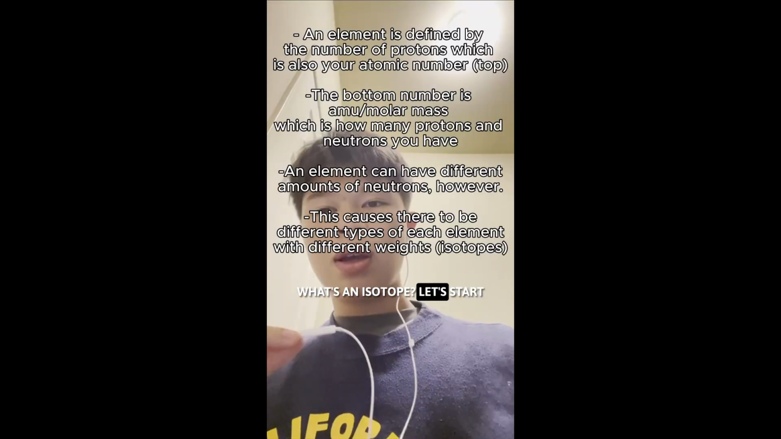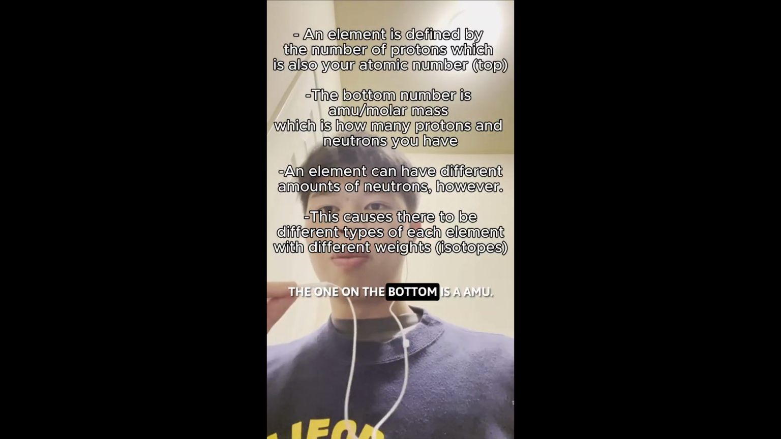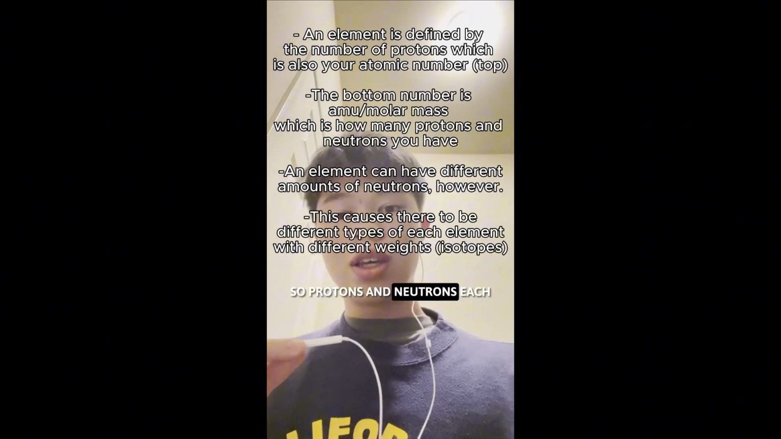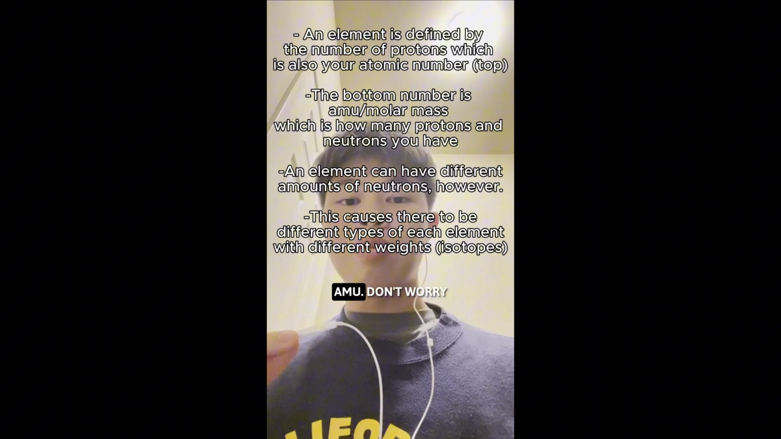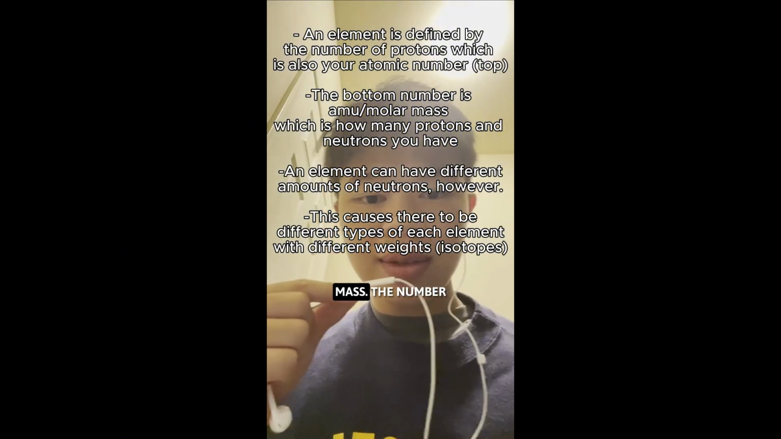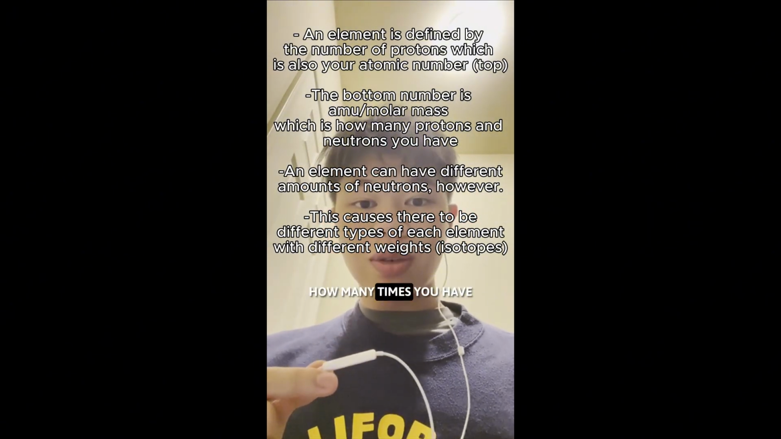First, what's an isotope? Let's start by defining each of the numbers on the periodic table. The one on the bottom is your molar mass / AMU. So protons and neutrons each have a mass of 1 AMU, and adding them up is your molar mass / AMU. Don't worry about the electrons. They have negligible mass. The number on the top right, that's your atomic number. That's how many protons you have, and that defines what element it is.